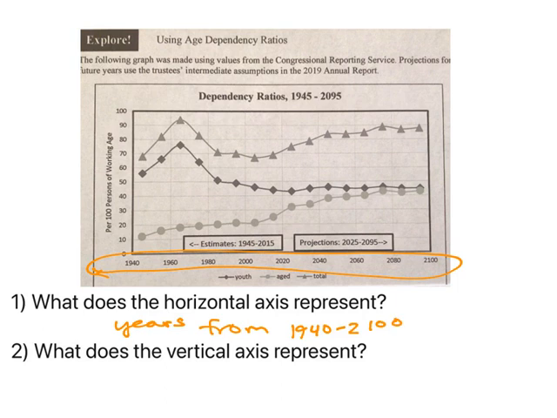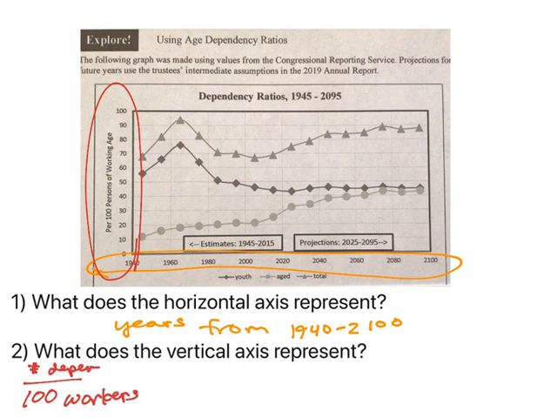What does the vertical axis represent? Well, you'll notice these are per 100 persons of working age. So per 100 workers, and this gives us the number of dependents. So this is the dependency ratio of the number of dependents per 100 workers. That's what it's looking at.